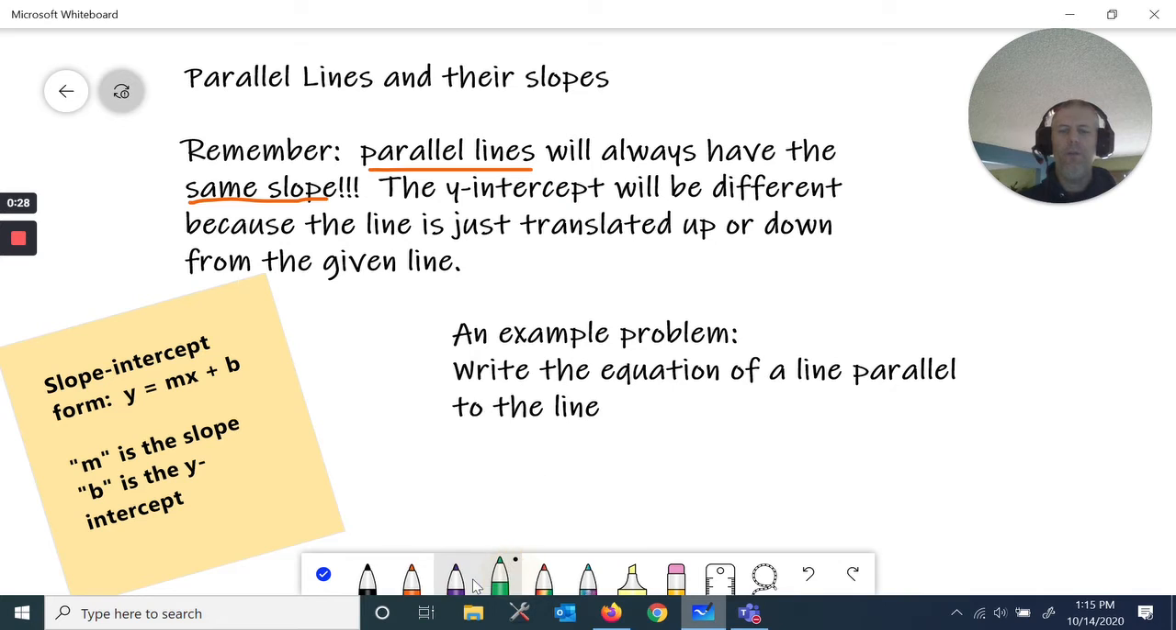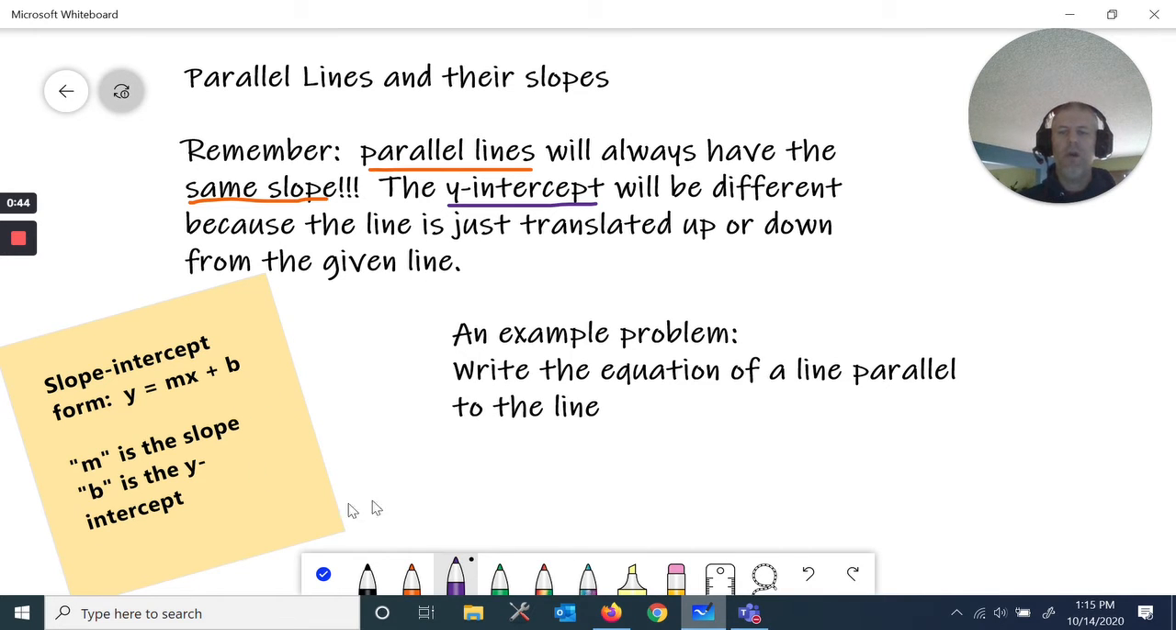And we know the y-intercept, which is where it crosses the y-axis, will be different because that just means the line is translated up or down from the line that you're given. And so I'll be using the graphing calculator here in just a minute to show you what that looks like.